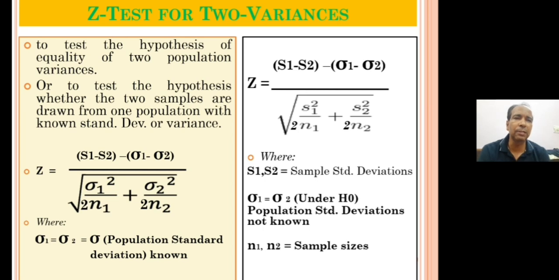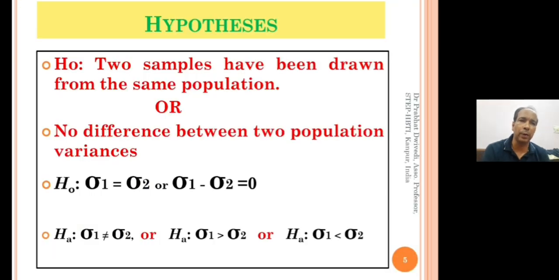So this is the Z statistic which we would be applying. What kind of hypothesis is formulated? Let's see here. The null hypothesis is like two samples have been drawn from the same population, or no difference between two population variances.